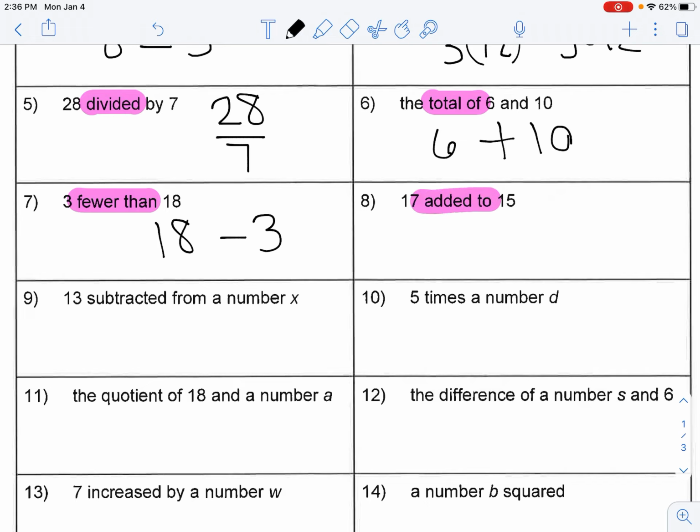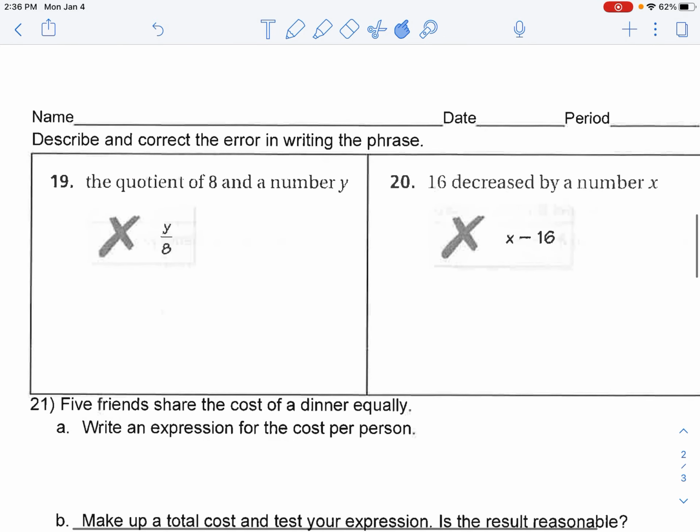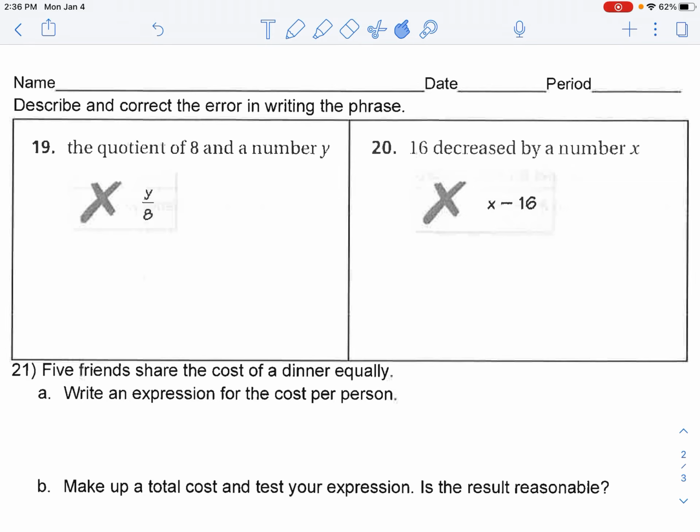17 added to 15, so that's clearly addition. So that one would simply be 17 plus 15. So use the notes that we did the other day, the translating algebraic phrases. Use the blue clue words sheet that I gave to you in class. Let's take a look at the second page of problems.